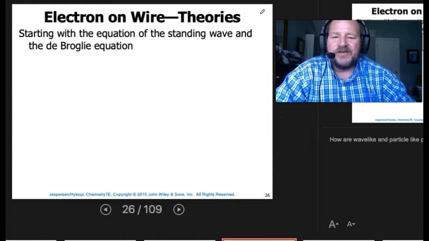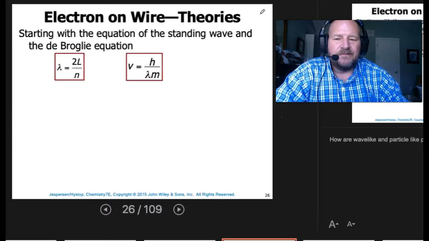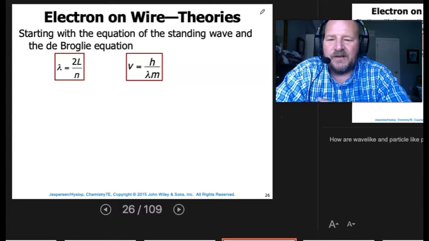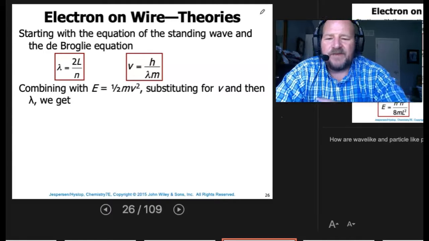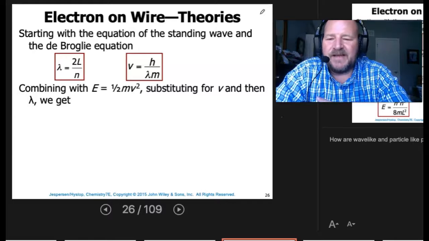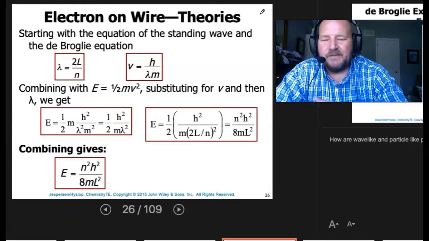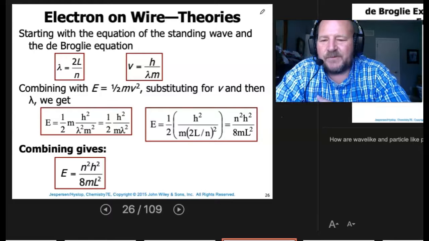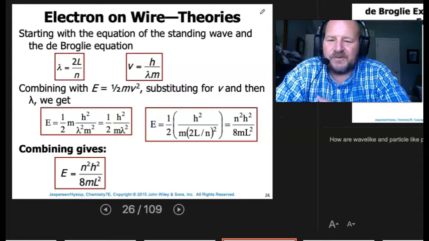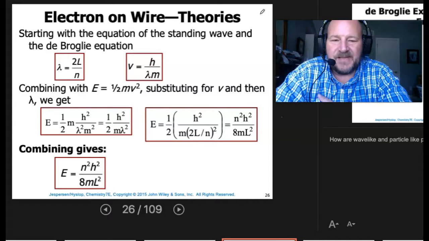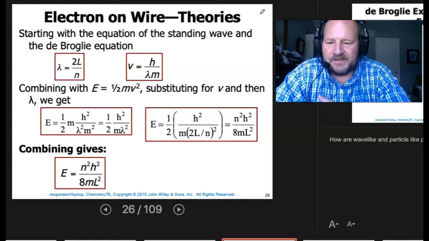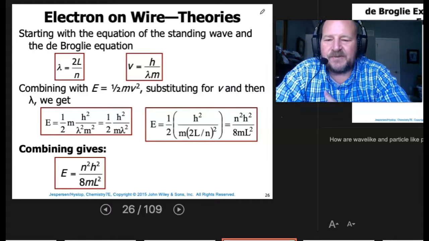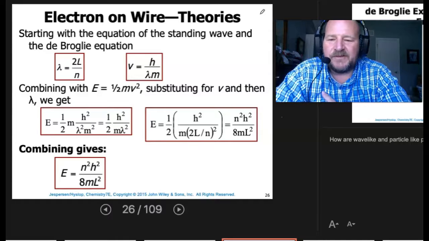So starting with the equation of the standing wave and the de Broglie equation, we can start with these two, lambda equals 2L over n, and we know that v is equal to h over lambda m. We combine with E equals 1/2 mv squared, substituting for v and then lambda, and we're going to get some crazy stuff, okay? So E is equal to 1/2 m, h squared over lambda squared m squared, which is equal to 1/2 h squared over m lambda squared. E will be equal to 1/2 times that monstrosity, which is equal to n squared h squared over 8mL squared. If we combine these, then we can say that the energy is equal to n squared h squared over 8mL squared.